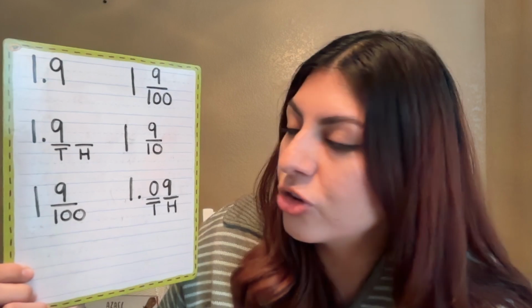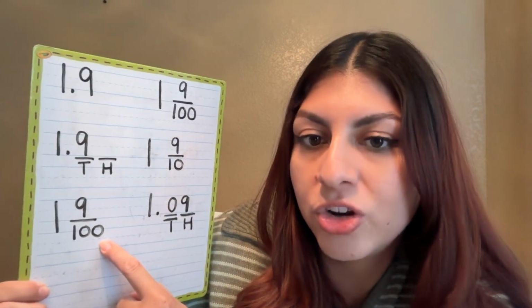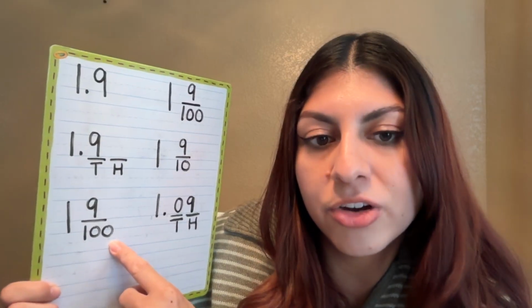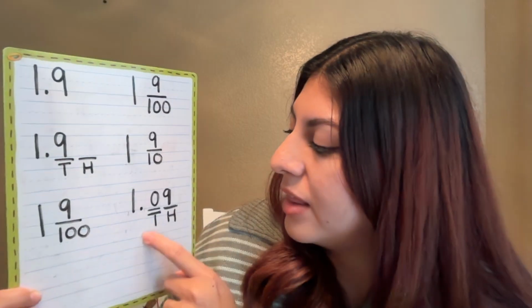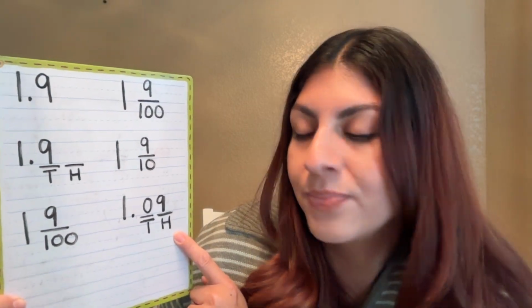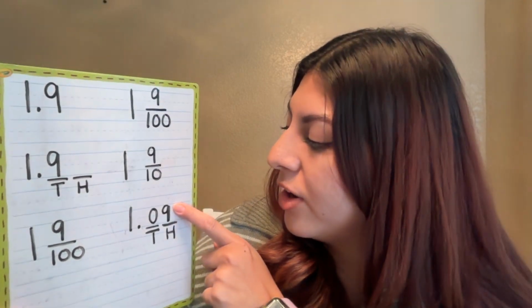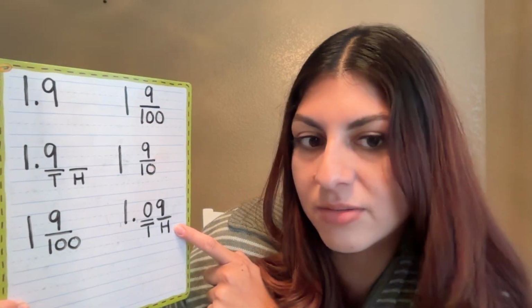What is our numerator? The 9, okay? Where does the 9 go? Where should we place the 9? Let's look at our denominator. We have 100 as our denominator. If we have 100 as a denominator, where should we place our 9? In the tenths or the hundredths? We're going to place our numerator in the 100ths place.